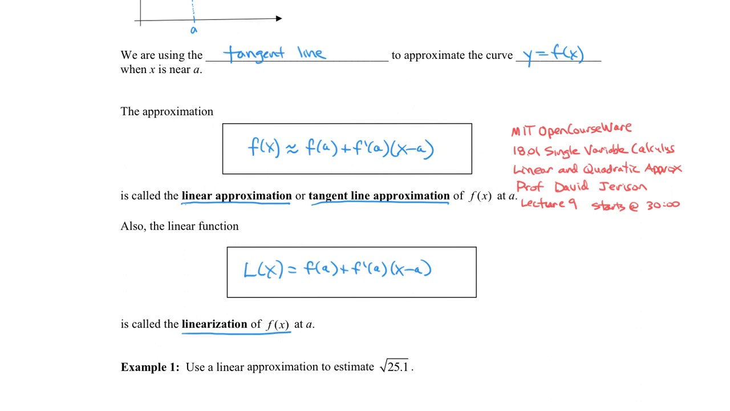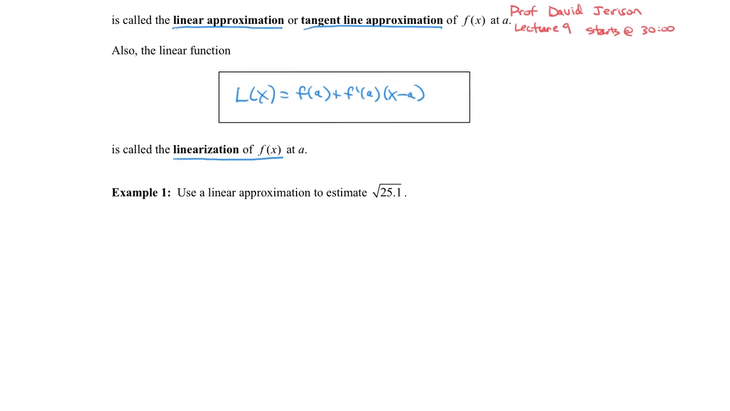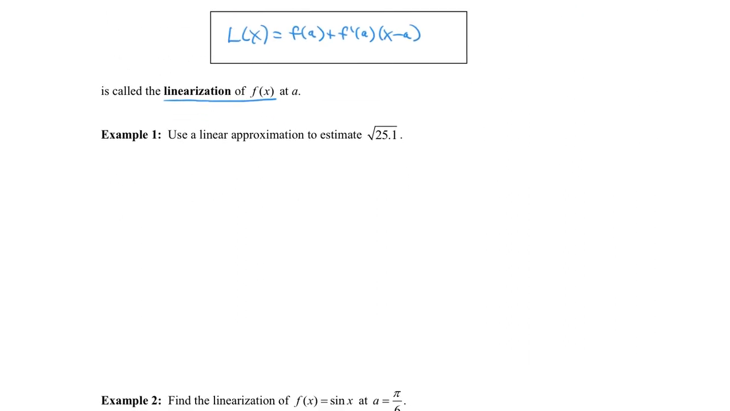Okay, but for now, we've got our first example, and it says to use a linear approximation to estimate the square root of 25.1. First thing to notice is we've got a function. This is the square root function, right? It's the square root of 25.1. So it's a square root function. And what we want to do, the point a that was in our picture up there, we want that to be a point near this that we know the answer to. So this one's kind of obvious. We know the answer to the square root of 25, right? The square root of 25 is, of course, 5.